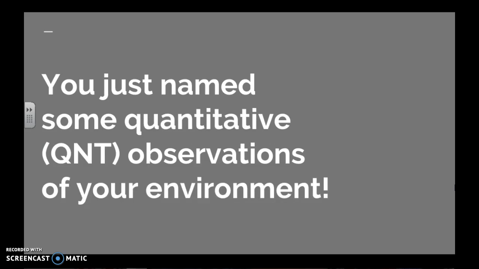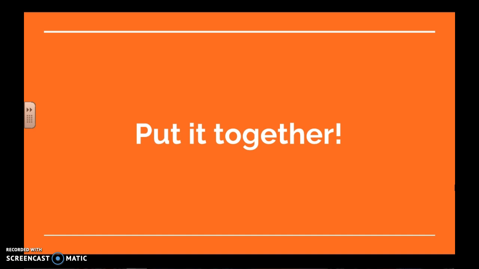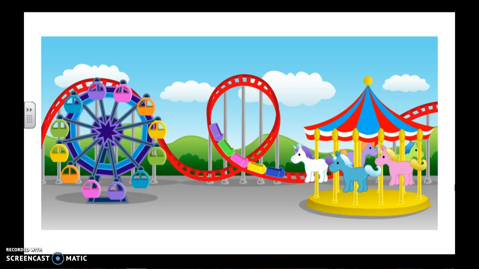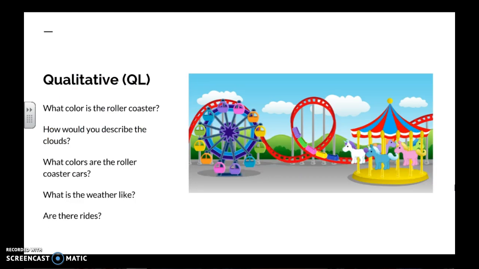So you just named some quantitative observations of your environment. All of the observations that you made, you attached a number to, so they are quantitative. Let's put it all together. All right, this is the image we're going to use. I know it's kind of babyish, but it was colorful and there were lots of things going on, so I figured it might be a good choice for this next activity.